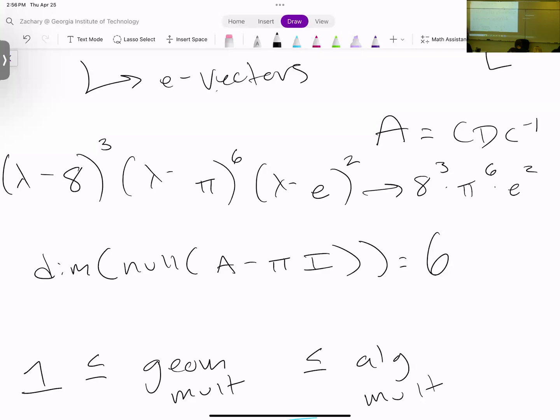My determinant is this. This is one of my eigenvalues. You don't even need to find what the other one is. You know that it has to multiply to be the determinant, or you can just look at the determinant and be done.